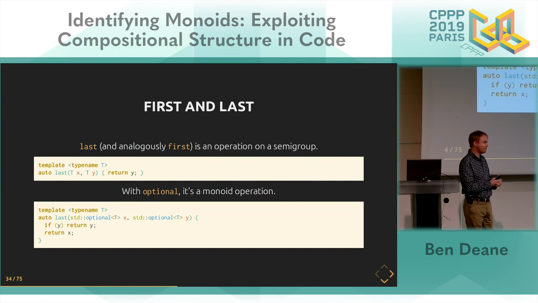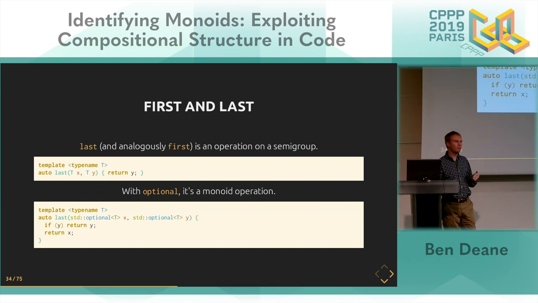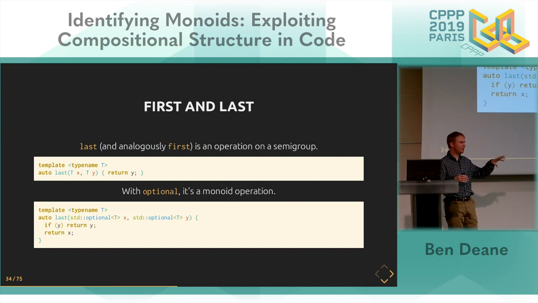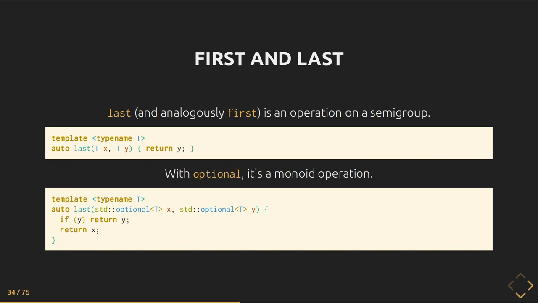Here's first and last. Now, when I gave this talk in Aspen, I had both first and last on here, and it was very confusing, so I switched them both to last. This is the thing we saw with protocol buffers, where whatever you see last overwrites what you've previously seen. So if we just have values, then we don't have an identity, because in that top example, there's no identity for the x value. You can't pass anything for y which will give you back your x.